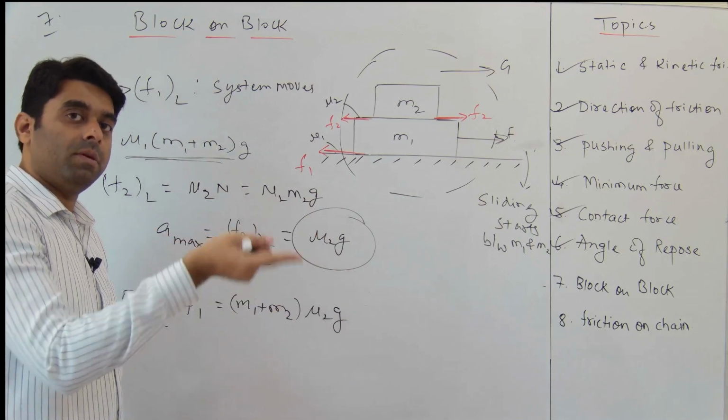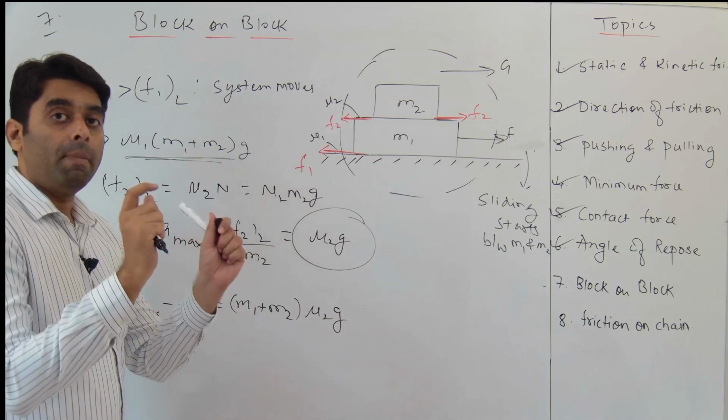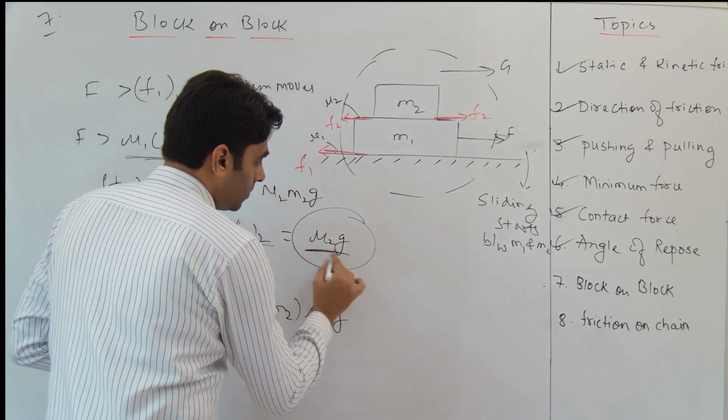So what is the maximum acceleration of m2? Maximum acceleration will be mu2 into g. So the combined maximum acceleration can be this much only.